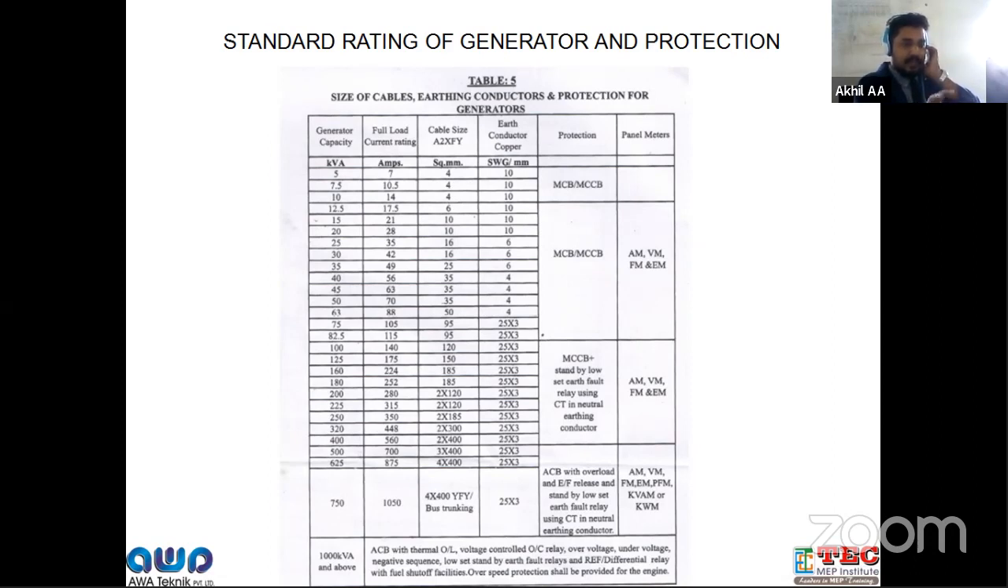This is a general table. If you take a particular brand like Caterpillar, Volvo, or any other brand, you can see the rated current. According to the rated current, you need to take the appropriate cable size. This is mentioned as 2 run into 120 square mm.